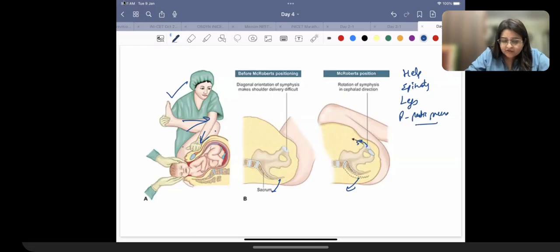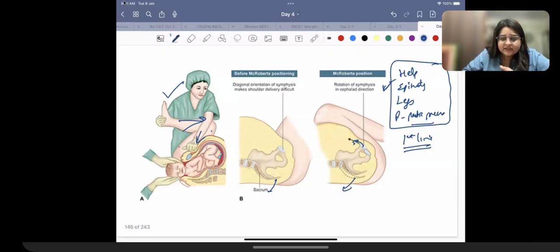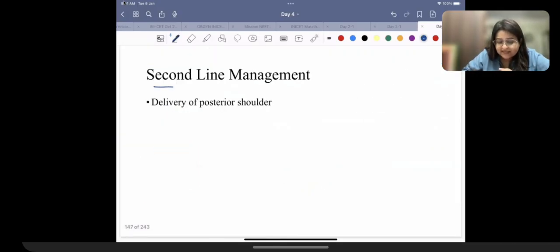So the majority of the times this will relieve the shoulder dystocia. These are the first line maneuvers. But if this fails, then you have to move on to the second line maneuvers. In the second line maneuvers, okay, what was the mnemonic?